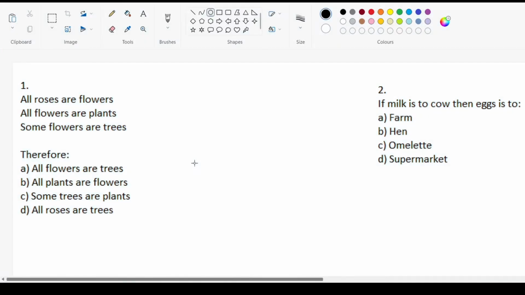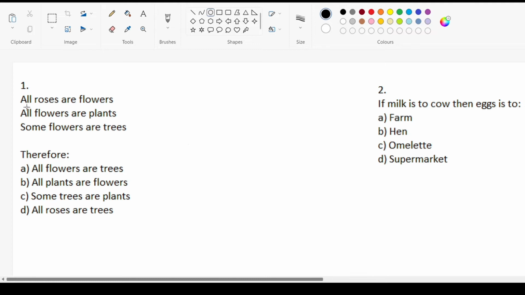Okay, so now I'm going to go over a couple of practice questions with you that are similar to the types of questions on the test, but much easier. So, question 1. As you can see, this is a syllogism question. It says, all roses are flowers, all flowers are plants, and some flowers are trees. Therefore, okay, so for this kind of question, you need to use Venn diagrams.